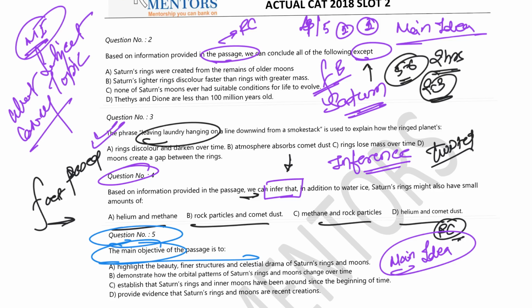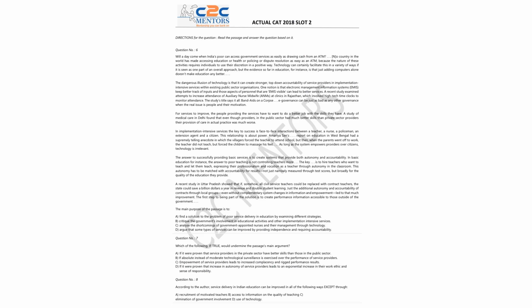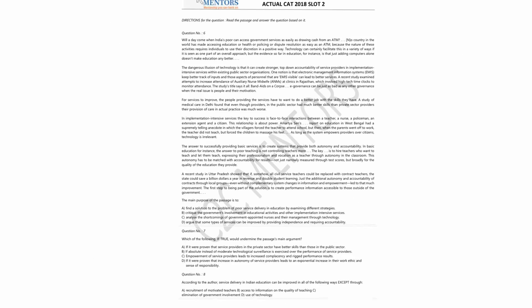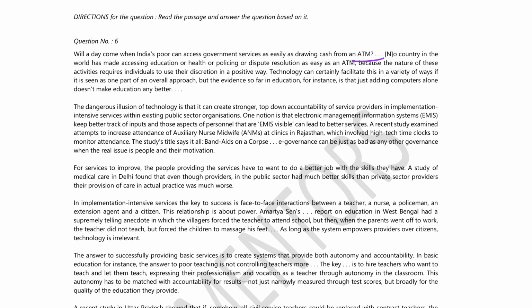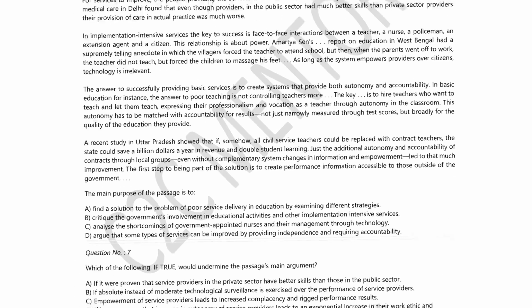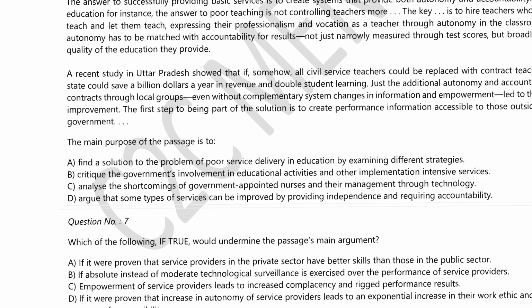Now let's have a look at a couple more. Let's take this question. This is another RC, about when India's poor can access the ATM. Again, it's a fact-based RC. Look at question number 1. Spot on. What is it? Main purpose. What is main purpose? It's the main idea. So again, you have one question coming from main idea.